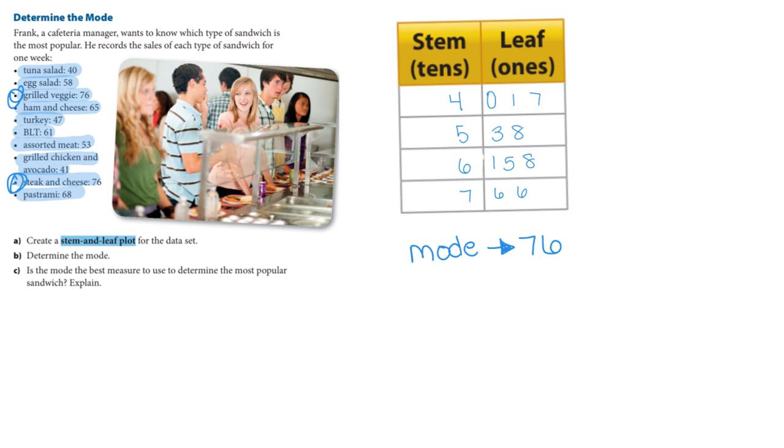But it doesn't necessarily always work that way, that the mode will help us decide the most popular. Because 40 people could have picked tuna salad, 40 people could have picked turkey, 40 people could have picked grilled chicken and avocado. And if they were all 40s, that would be the mode. But they're certainly not the most popular. They're actually the least popular. So in this case, the mode happens to also be the most popular, but it doesn't always work that way.